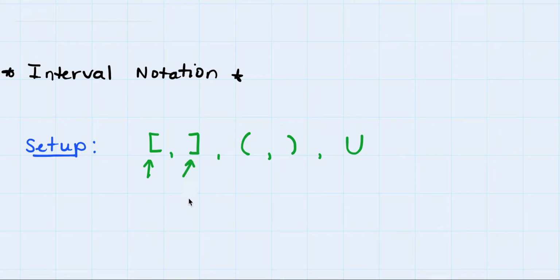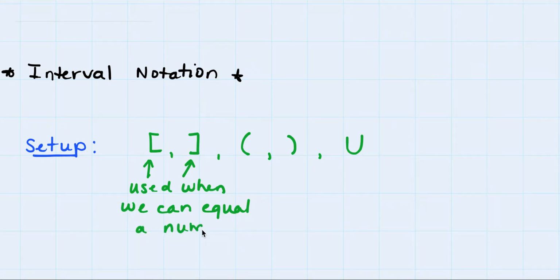So let me tell you about the brackets and when you need to use them. And we're going to do a lot of examples where you're going to see how to use them. So brackets are used when we can equal a number. Parentheses are used when we cannot equal a number.